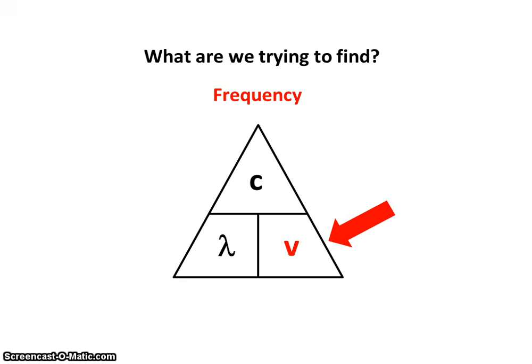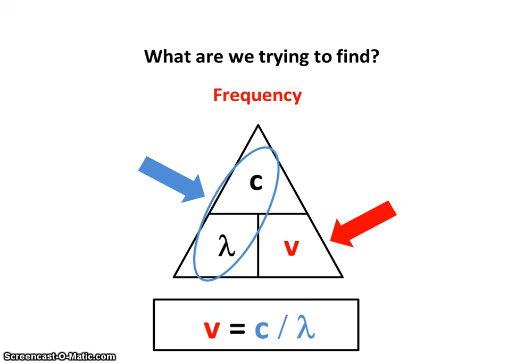So the first question that we have to ask ourselves when we solve a problem is, what are we trying to find? For example, if we are trying to find the frequency, highlighted in red here, we have to look at the variables left behind the triangle, in this case C and lambda, highlighted in blue. And what we have to do is simply look at the triangle and draw the resulting equation. In this case, C is on top of lambda, therefore the frequency ν equals C over lambda.